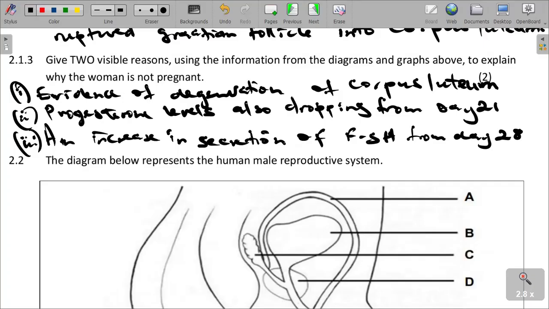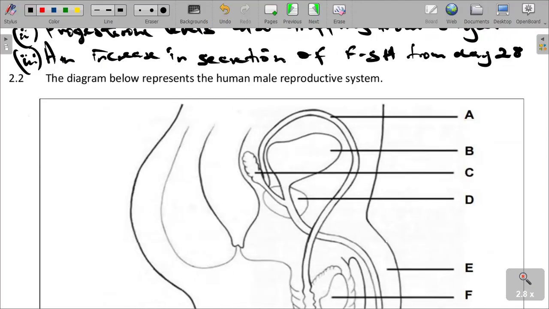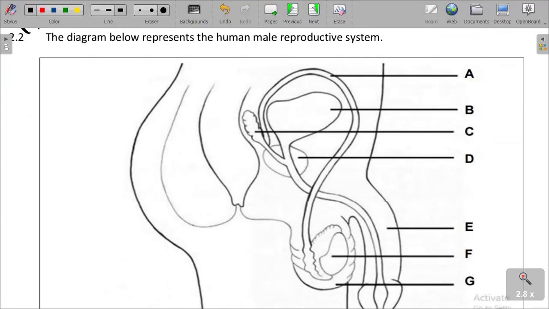The progesterone level must increase, not decrease. We must see a stoppage in the secretion of follicle stimulating hormone. However, in this case, it is not. So these are critical, visible points that can direct us to correctly believe that there is no pregnancy. So we are given a male reproductive system again here.